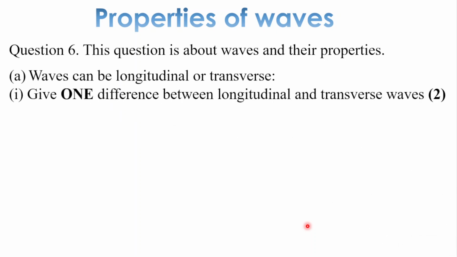So waves can be longitudinal or transverse. The task is to give one difference between longitudinal and transverse waves for 2 marks. One difference for 2 marks. You're pretty lucky to get that. That's a big deal. One difference, 2 marks. I don't know why they have done that. I guess it's to make sure the marks are distributed equally, or maybe the technicality of the question.